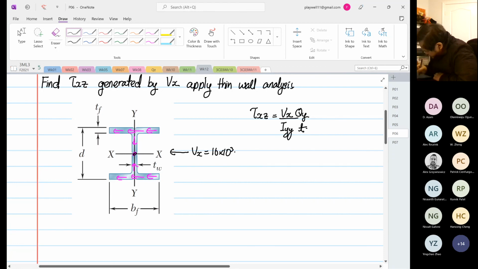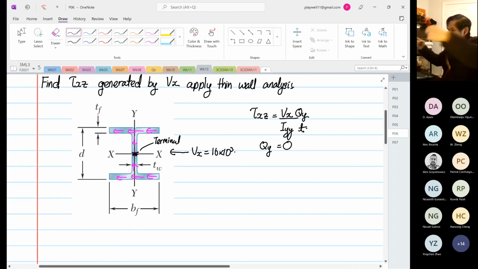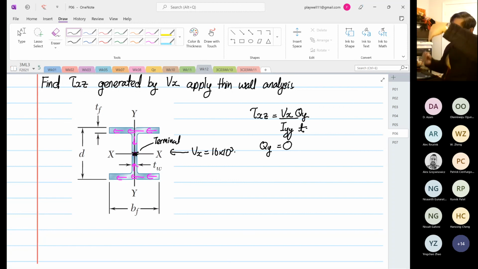So it's at the center over here. Qy is equal to 0, because at the center over here where both meet is also a terminal, yes or no? Because both of them meet in the center. When the arrow from the top and the arrow from the bottom come into the center, they meet, and it is equal to 0.